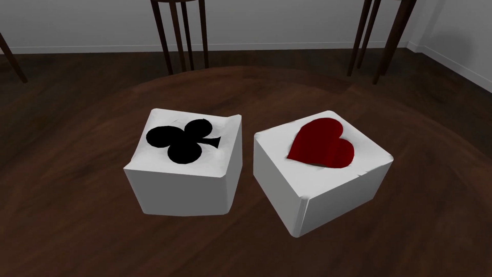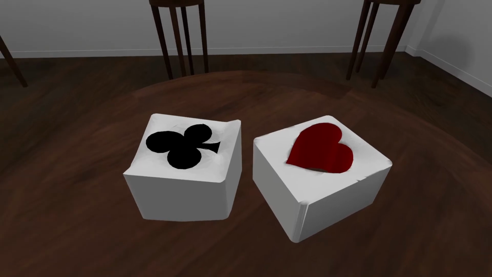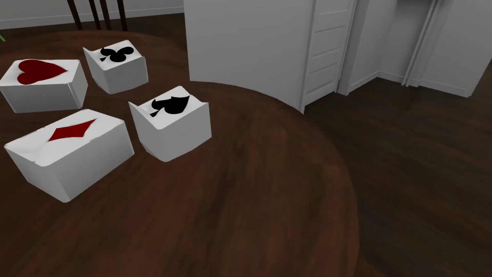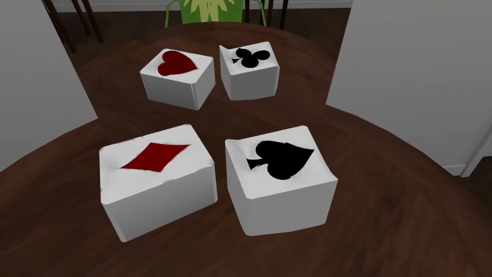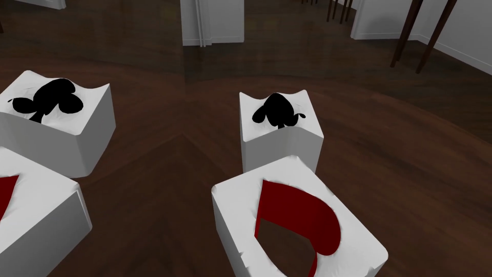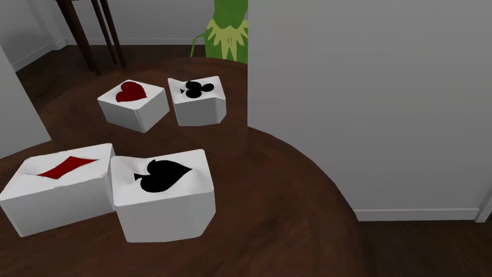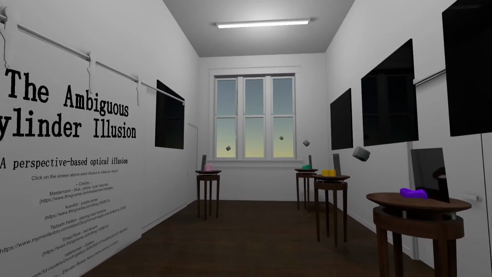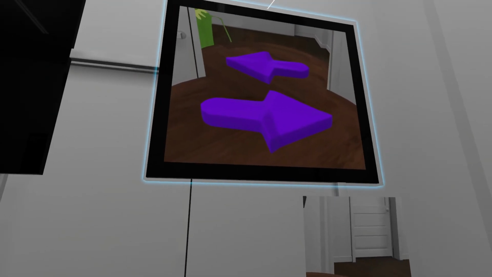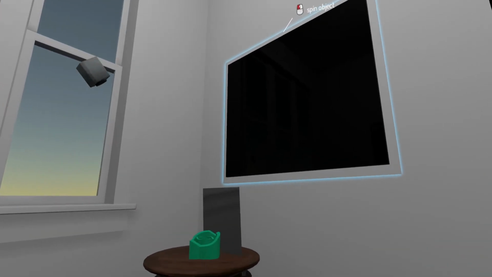So on one half, it's shaped like a star, and on this half, it's shaped like a club, and on the other half, it's shaped like a diamond, and it's shaped like a spade. It's just because half of it is shaped one way. Everybody gets it. I don't need to explain more. But yeah, this is a great gallery of this illusion.